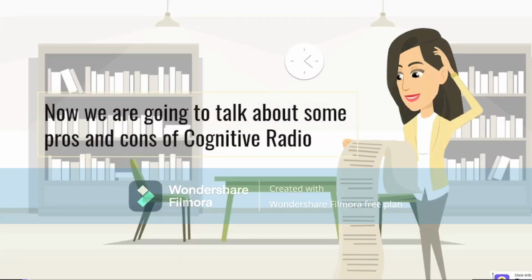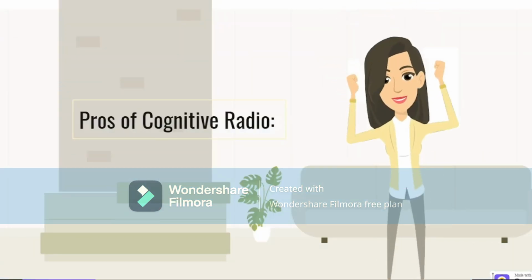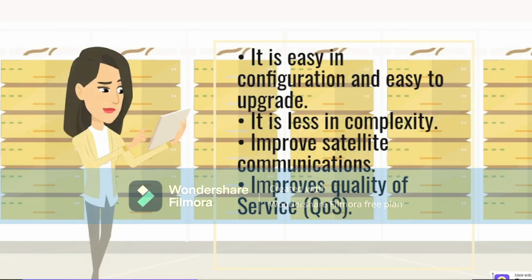Now we are going to talk about some pros and cons of cognitive radio. Pros of cognitive radio. It offers better spectrum utilization and efficiency. It improves link reliability. It is lower in cost. It uses advanced network topologies. It has simple network architecture. It is easy in configuration and easy to upgrade. It is less in complexity. Improves satellite communications. Improves quality of service, QoS.